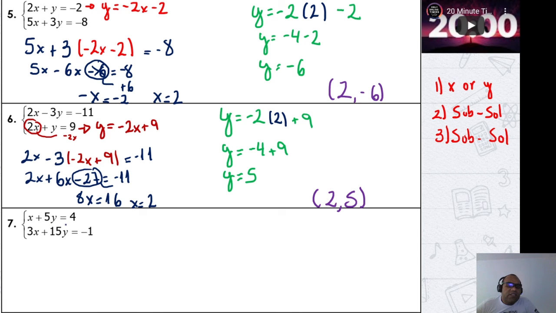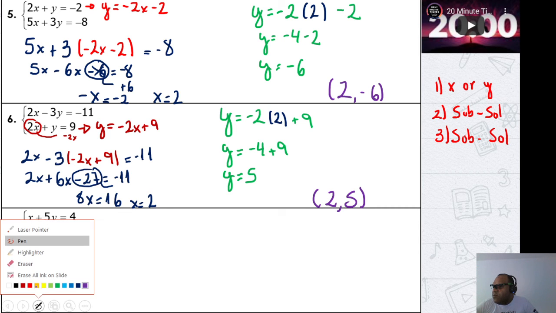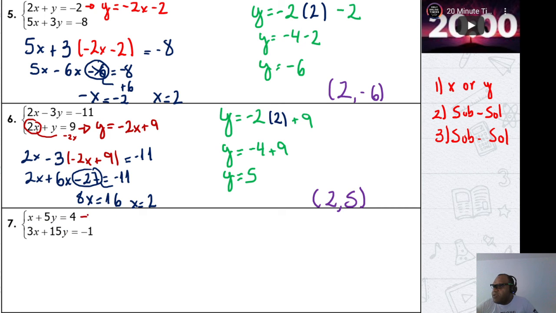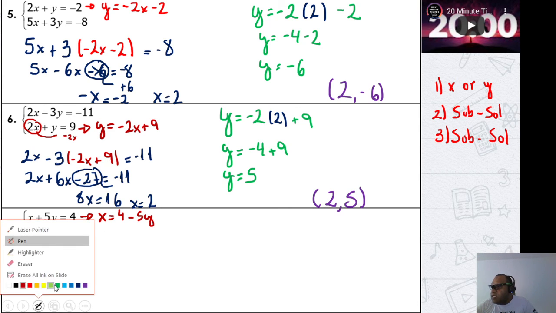Oh guys, first solve for x. It's easy to solve for x in the first one. Let's solve for x in the first one. If I solve this guy here for x, I move 5y by its opposite, negative 5y. X equals 4 minus 5y. I got the value of x. Let's use this value for x in the second equation here.